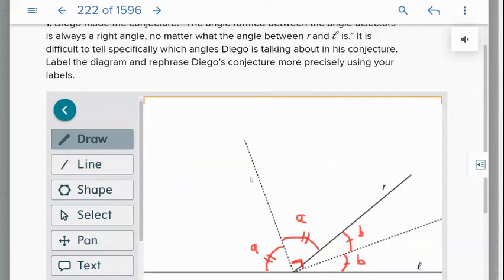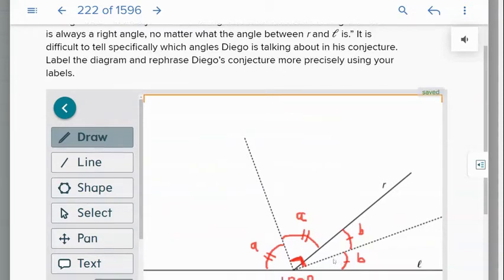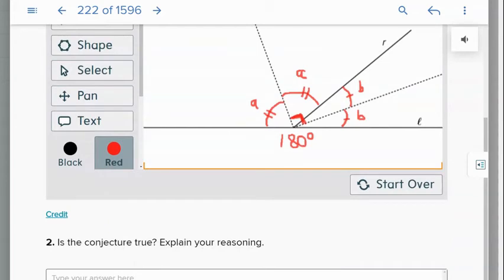Okay. Now, maybe if Diego is saying A plus B is always going to be 90 degrees, right? Which kind of validates why it looks like a proper L, right? And we do know that the straight line, line L, has 180 degrees. Well, if A plus B has to be 90 degrees, then would you agree that 2A plus the 2B's will be 180? So let's see, is the conjecture true?